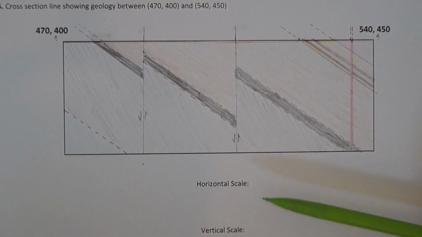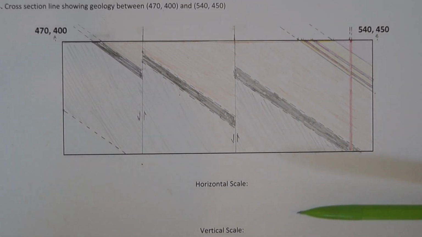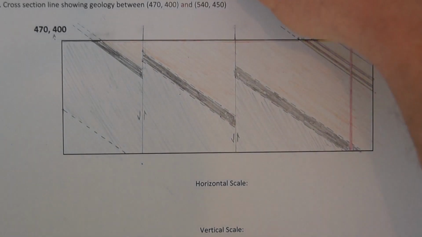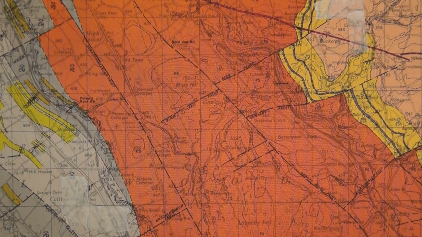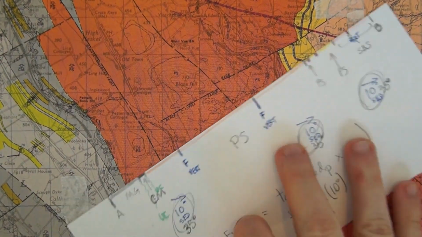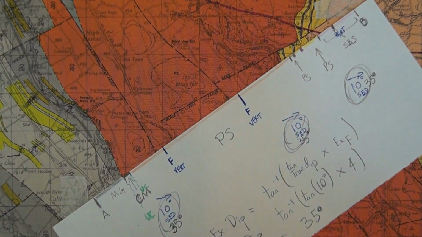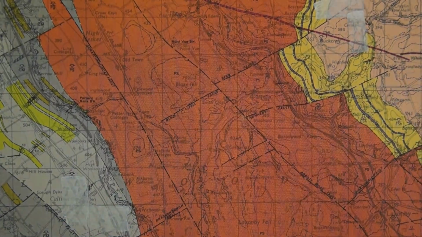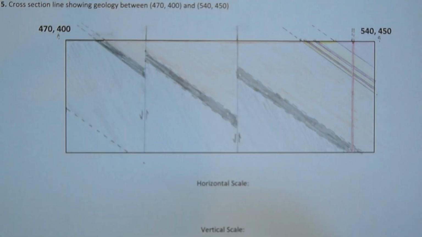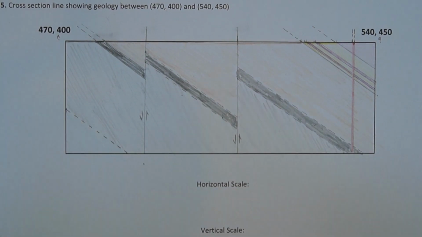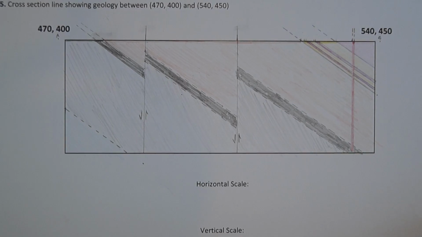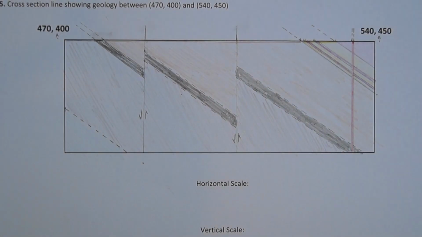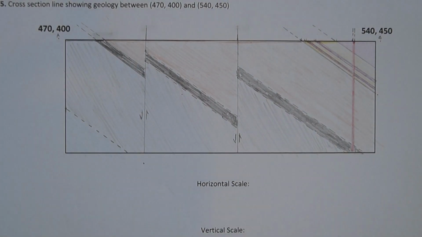Let's start with the horizontal scale though, because that's dead easy. If you think about what we've done for our cross section, all we did was take the information from the map, put it on a piece of paper, and then transfer that onto a cross section. So we haven't changed the scale of the map, we've just transferred data from one to the other. So we can use exactly the same scale for our horizontal scale on the cross section as is provided to us by the map.